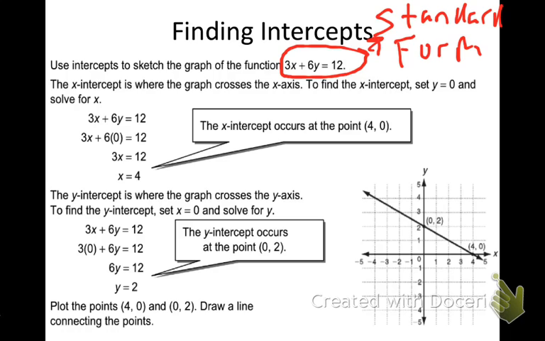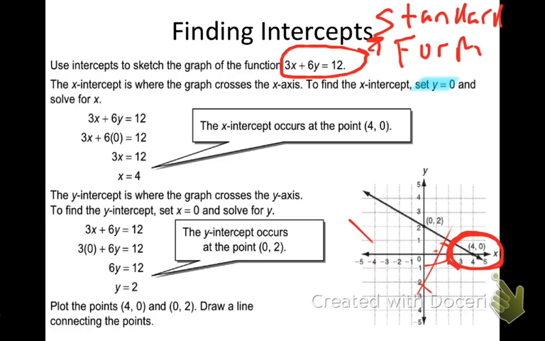In order to find the x-intercept, the x-intercept is where the graph crosses the x-axis. We talked about that already. To find the x-intercept, you set y equal to 0. Why do I set y equal to 0? Because if I look down here at my graph, anytime I cross the x-axis, y is always 0. I can cross it here, here, here. Every time, my y values are always going to be 0.